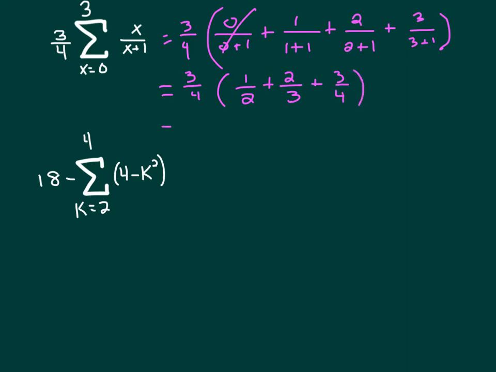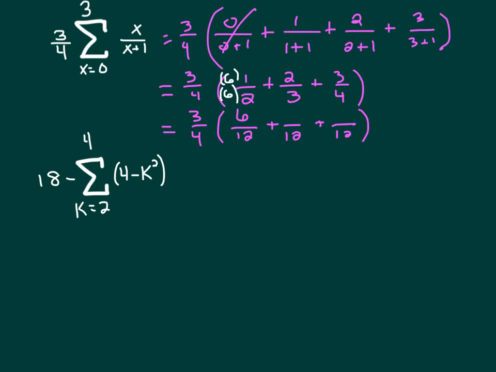Okay, so I'm going to bring down my 3/4. And I'm going to just find a common denominator for these fractions so we can add them together. So my common denominator would be 12. So I want to rewrite each of these so we have denominators of 12. All right, well, in order to get a 12 as the denominator of my first fraction, I need to multiply the top and bottom of this by 6. So I'm going to multiply this by 6 over 6, which leaves me with 6/12.